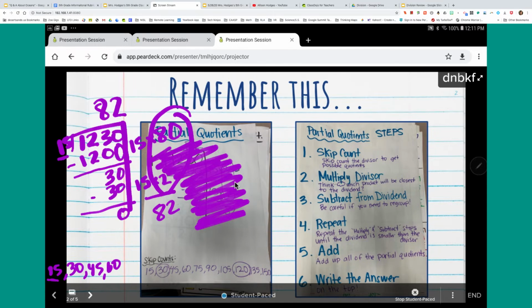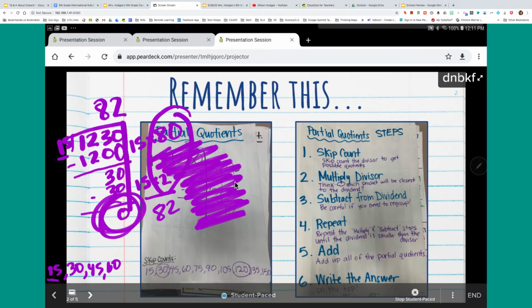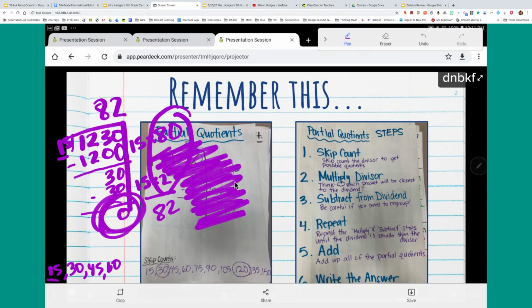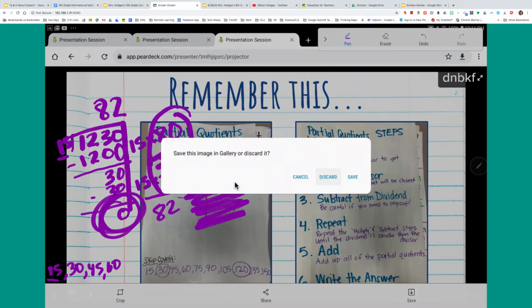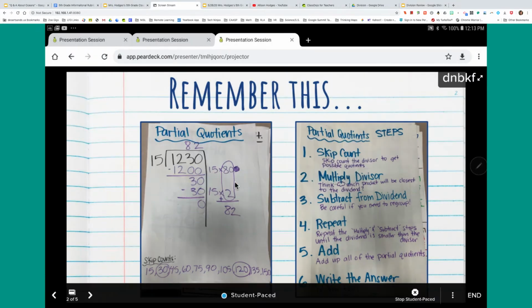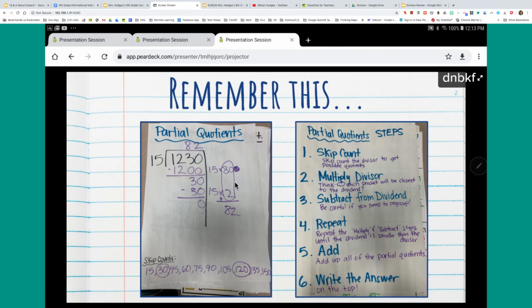Now, if this number down here, I'm going to circle it, had a number less than 15 and I can't do any more groups of 15, that would be considered my remainder, but in this case, I did not have a remainder. All right, so that's a review, and so you have the posters to remind yourself. I recommend doing what I just did to cover it up, practice it on your own, then check it.